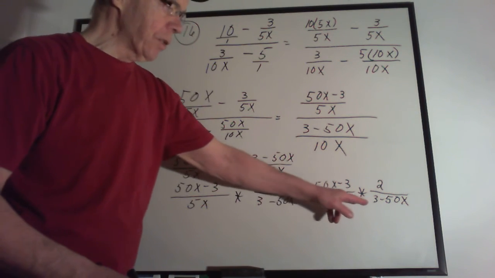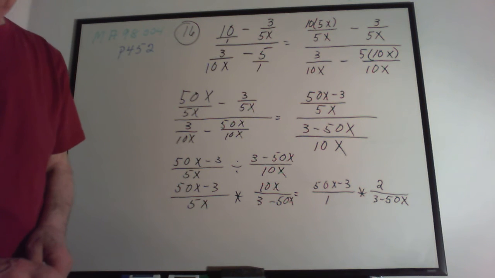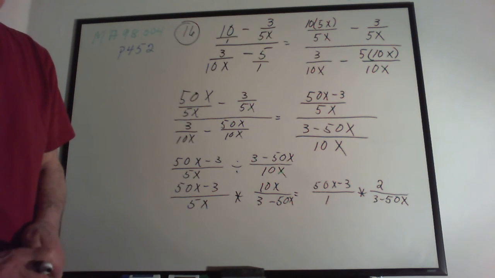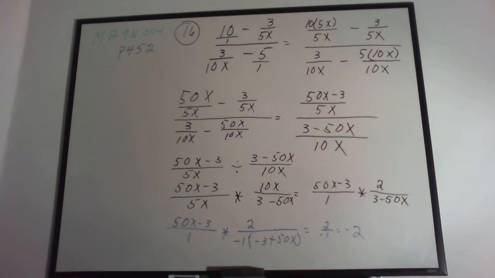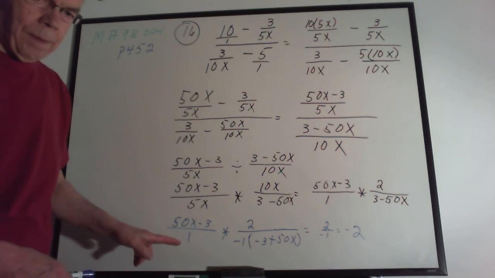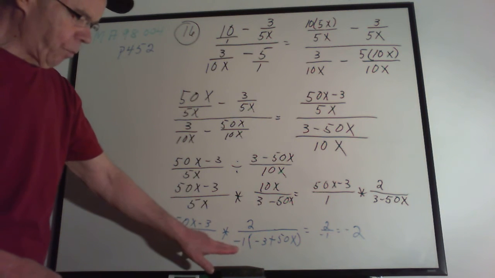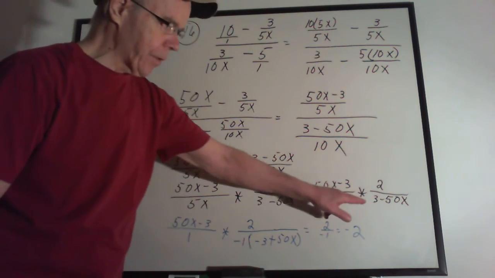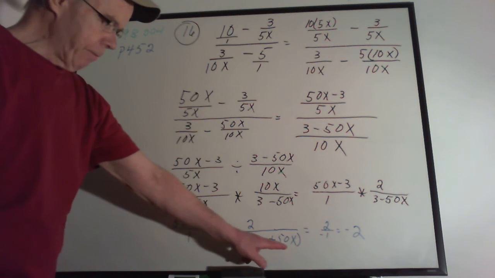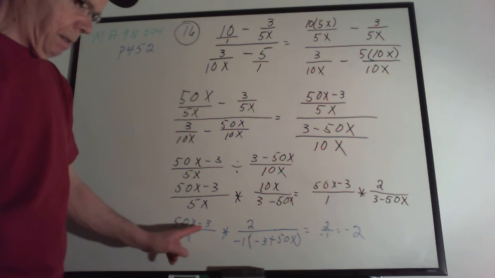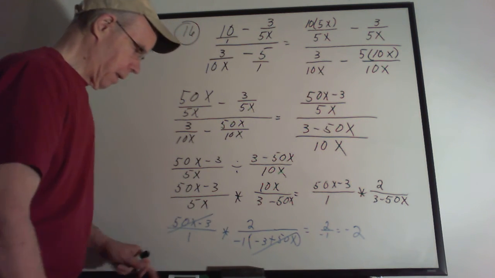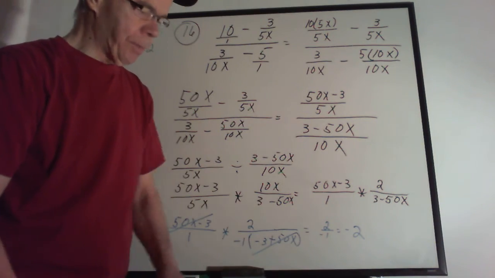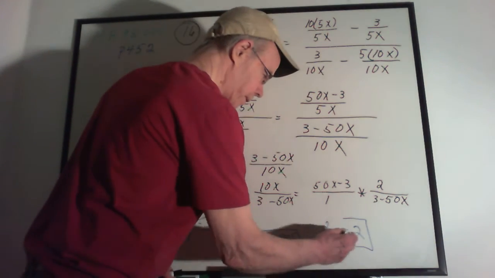Now it's 50x minus 3 and it's 3 minus 50x. Pause the video for a moment. See if you can remember how we can cancel those. Okay, now, what I did was I put a negative 1 in front of it. Multiply back through, I get 3 minus 50x. Now I have a 50x minus 3, so I can cancel them. So I have 2 over negative 1, which gives me a final answer of negative 2.